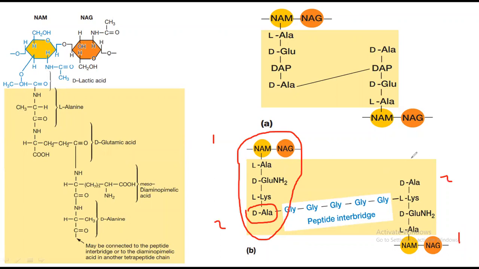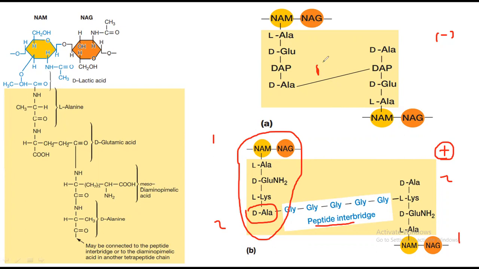Just because of this direction, they can interconnect to each other. So this is in the case of gram positive bacteria, and this is the case of gram negative bacteria. So this is another MCQ. Keep this in mind, that the two subunits of the peptidoglycan layer are connected to each other by the help of a pentapeptide interbridge in gram positive bacteria. Five glycine amino acids connect these two subunits in gram positive bacteria, and in gram negative bacteria, the D-alanine binds to the diaminopimelic acid, forming a peptide bond.